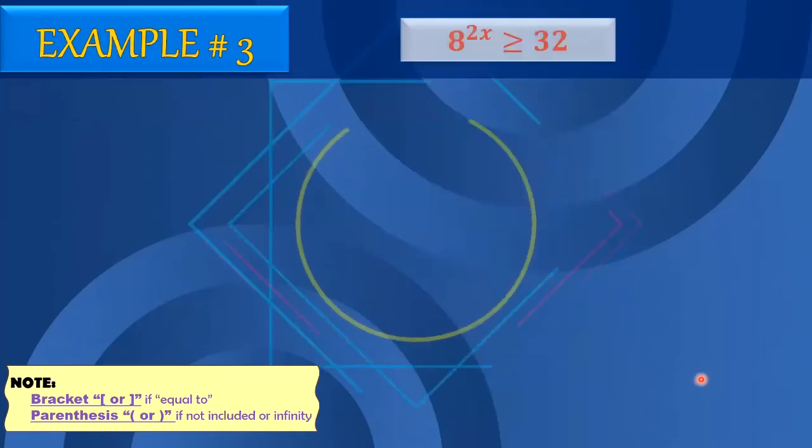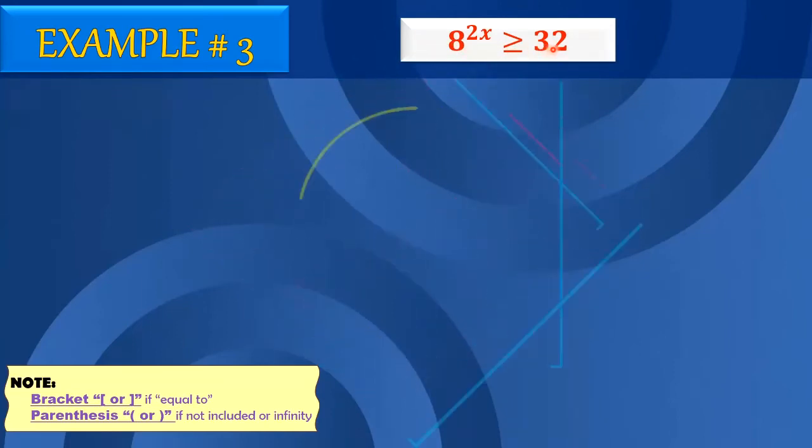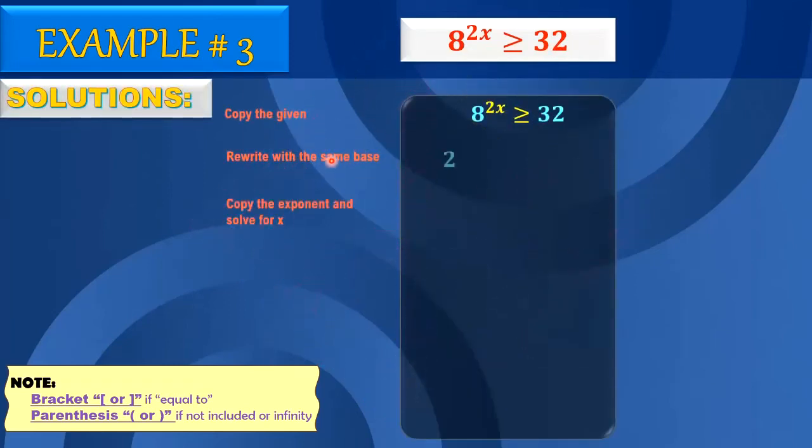Okay, let's proceed to example number 3. And for the last example, we have 8 raised to the power of 2x is greater than or equal to 32. First step, copy the given. Second step, rewrite with the same base. And since 32 can't be expressed into exponential form with a base of 8, the numbers 8 and 32 are both in the exponential table of base 2, but with different powers. So this 8 can be expressed as 2 raised to the power of 3, and 32 can be expressed as 2 raised to the power of 5.